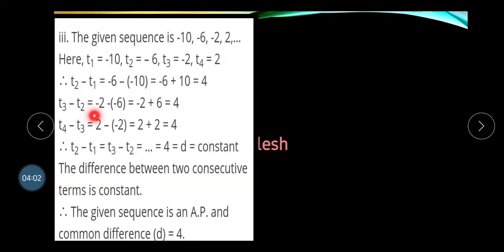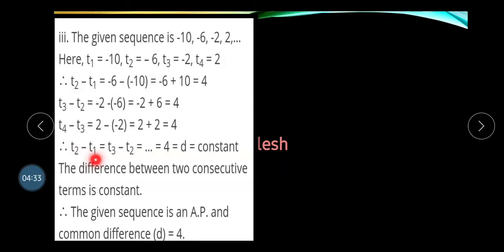T3 minus T2 equal to minus 2 minus minus 6 equal to minus 2, minus minus becomes plus, minus 2 plus 6 we need to subtract and put the sign of the bigger number. So, it gives us 4. T4 minus T3 equal to 2 minus minus 2 equal to minus minus becomes plus, 2 plus 2 equal to 4. Here also everything is coming constant, that is 4.